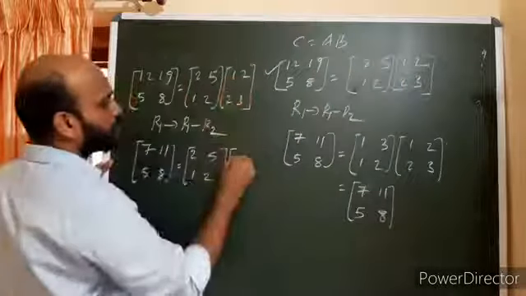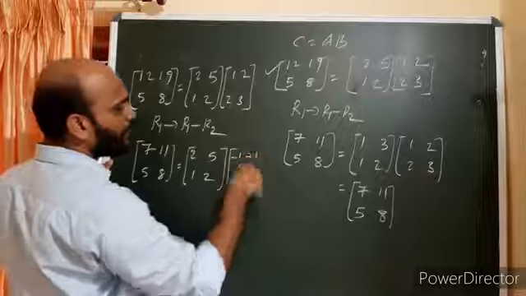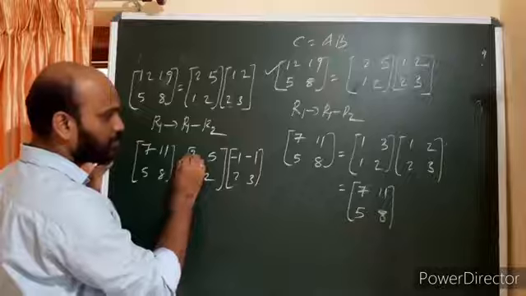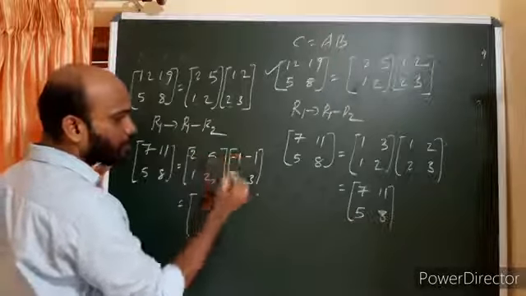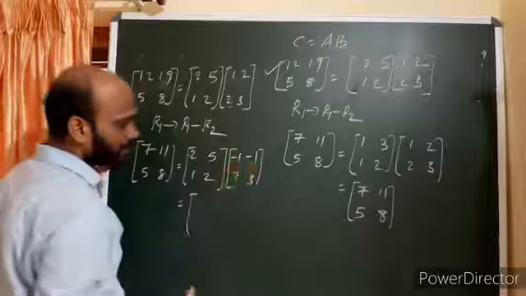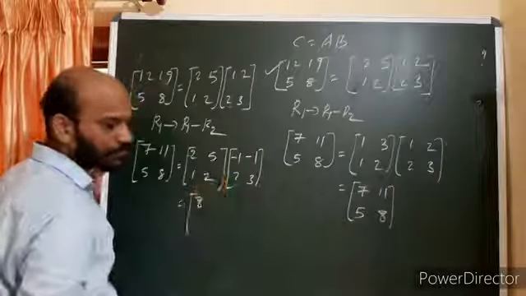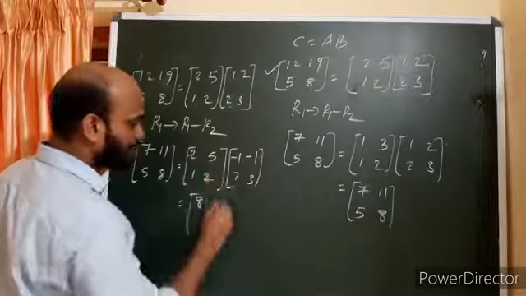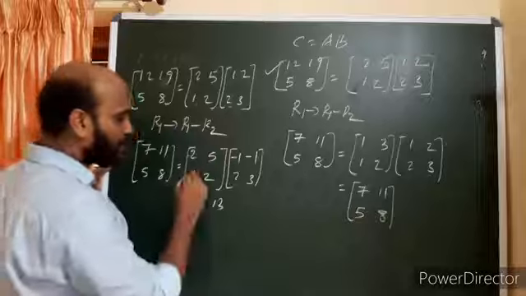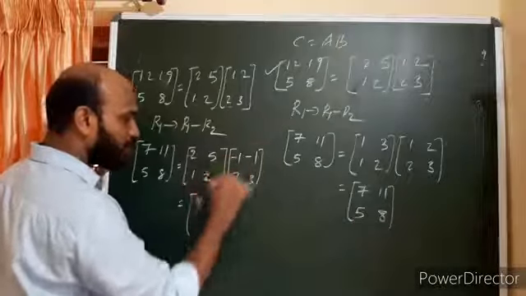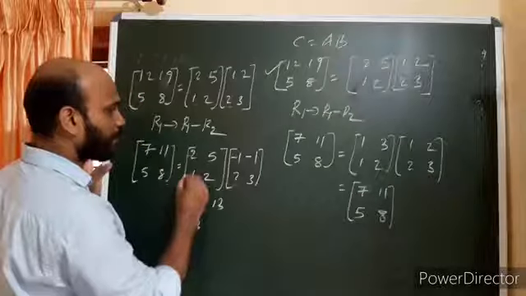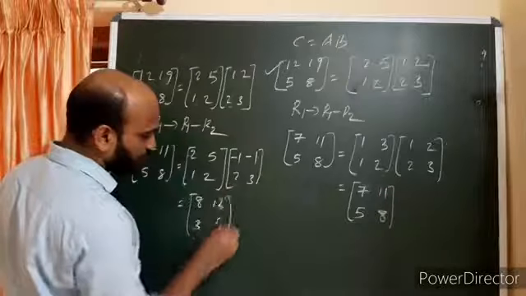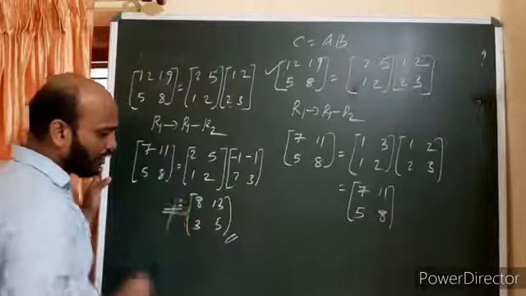Second matrix: 1 minus 2, that is minus 1. 2 minus 3, minus 1. 2, 3. Now you multiply these two matrices. So first row, first column: minus 2 plus 10, that is 8. Right. Then minus 2 plus 15, that is 13 you will get. Then 1, 2 into minus 1, 2, that is minus 1 plus 4, that is 3. Then row 2 and column 2: minus 1 plus 6, 5. So the left hand side is not equal to the right hand side.